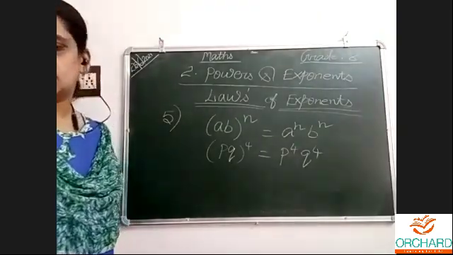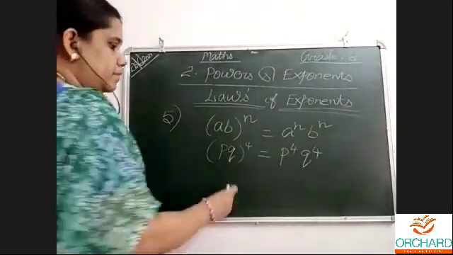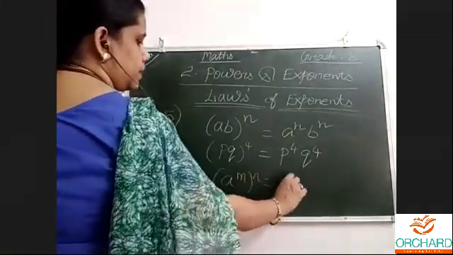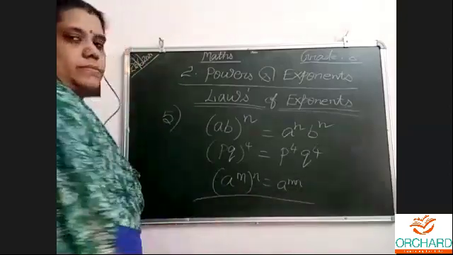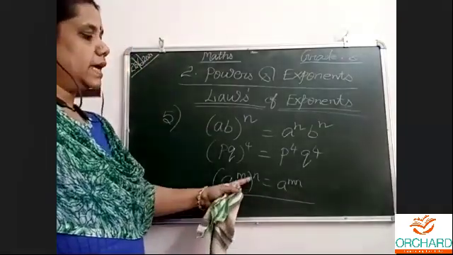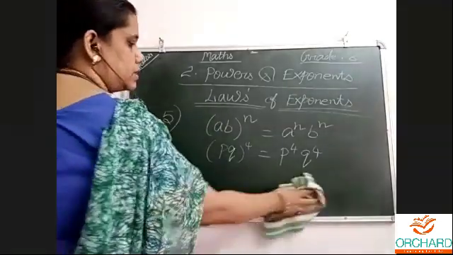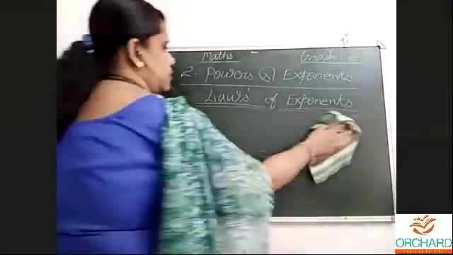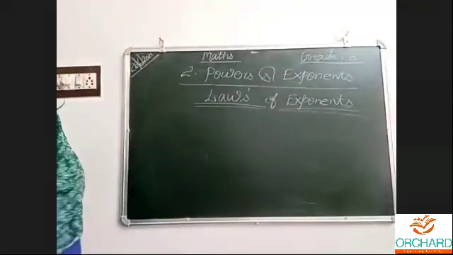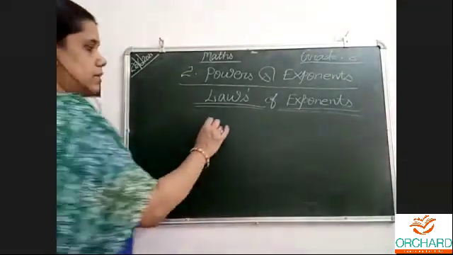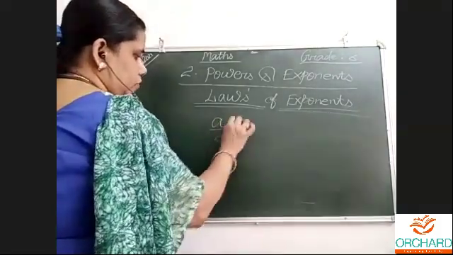Third law, Fazil is asking. Third law, A power m, the whole power n is equal to A power mn. When the bracket is there, the powers need to be multiplied. This is the third one. Simply, we are seeing it in a line. Okay, there is nothing like it should be only third, it should be fourth only.